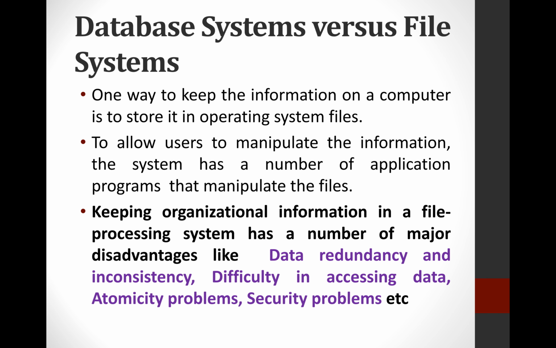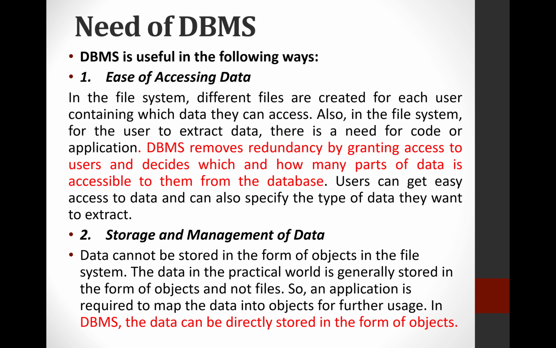So next is a comparison between the database system and the file system. One way to keep information in a computer is to store it in an operating system file. To allow users to manipulate the information, the system has a number of application programs that manipulate the files. Keeping organizational information in a file processing system has a number of major disadvantages like data redundancy, inconsistency, difficulty in accessing data, atomicity problems, security problems, and many more.